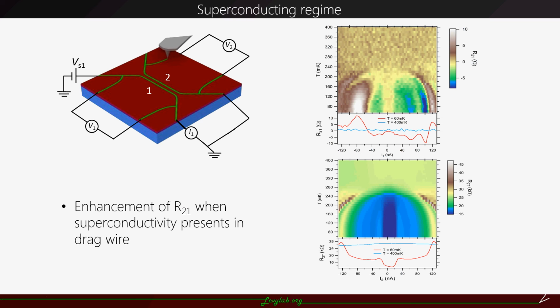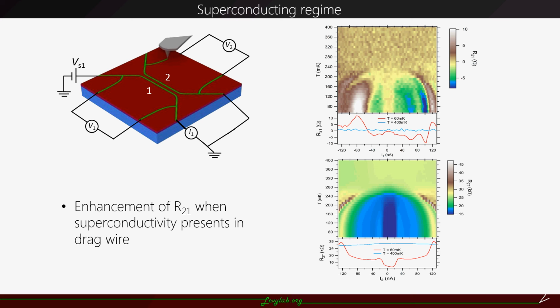Voltage drag measurements are also performed in the superconducting regime. On the right are drag resistance R21 and the two-terminal resistance of drag wire 2 as a function of temperature. From line cuts at 400 millikelvin and 600 millikelvin, we can see as temperature decreases, superconductivity shows up in the drag wire, and we can see an enhancement of drag resistance.